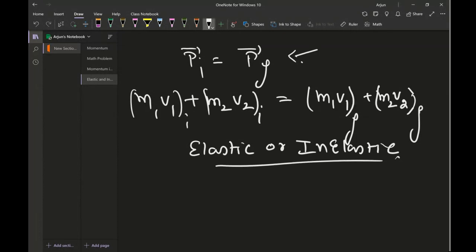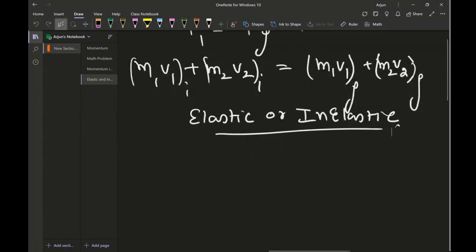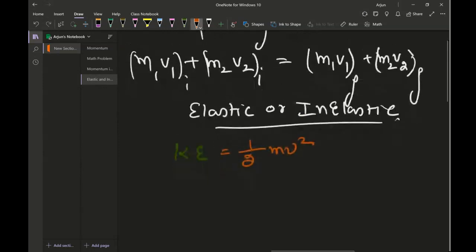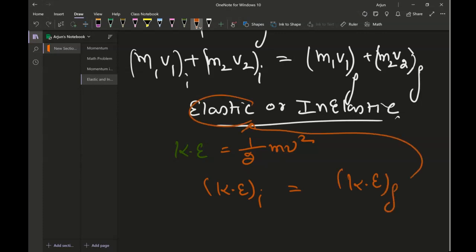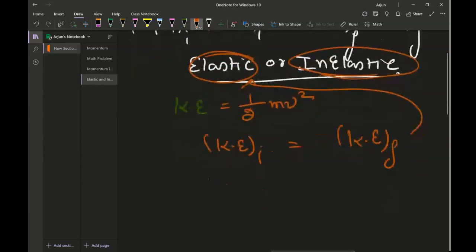To find out whether the collision is elastic or inelastic, we will use the kinetic energy equation. What is the formula for kinetic energy? That is equal to half mv square. Now, if the kinetic energy of the system is conserved, meaning initial kinetic energy is equal to final kinetic energy, then the collision is elastic. If they are not equal, then the collision is inelastic.